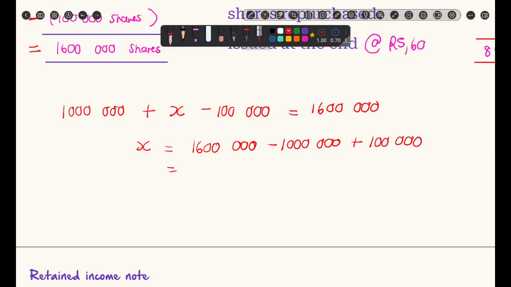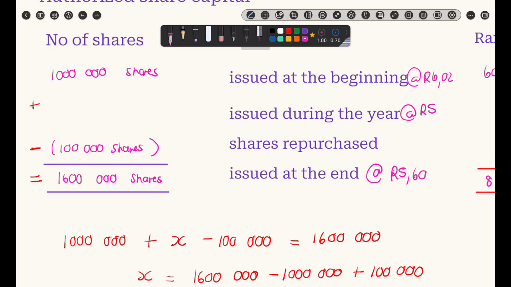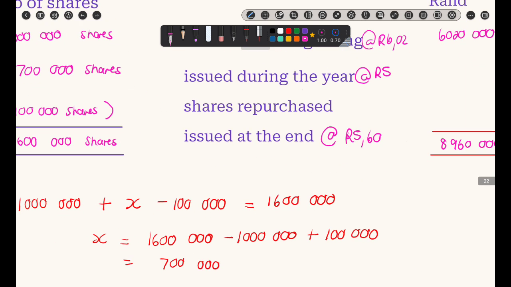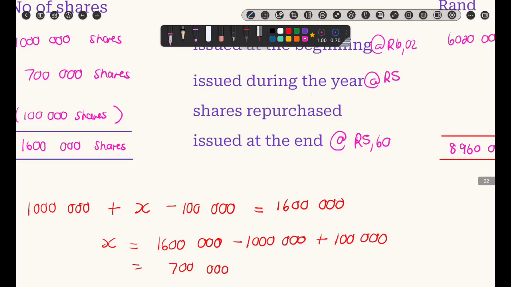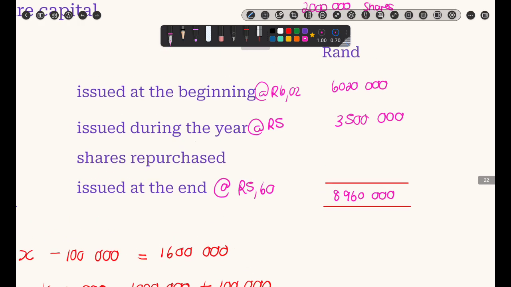And what does this give me? This gives me 700,000 shares. So my amount issued during the year is 700,000 shares. And now to get my total Rand amount, I say 700,000 times 5 Rand, which is going to give me 3,500,000.